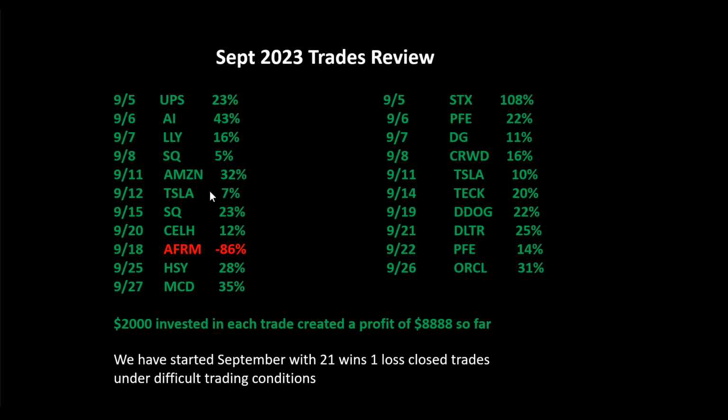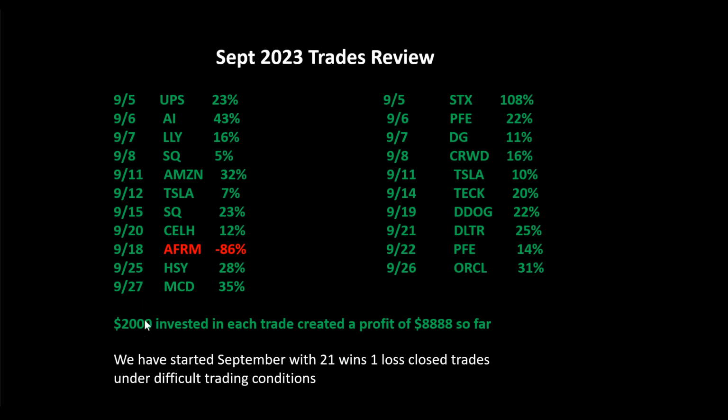And going after the big ones was way too risky. We did have a nice trade in STX this month, 108% back on the 5th. That was a nice one. But basically, you can see they typically fall in the 10, 20, 30% range. So that just kind of shows you what's happened in September so far.